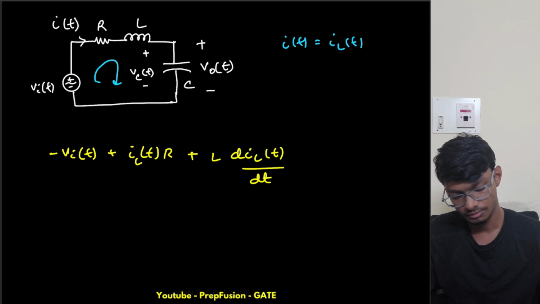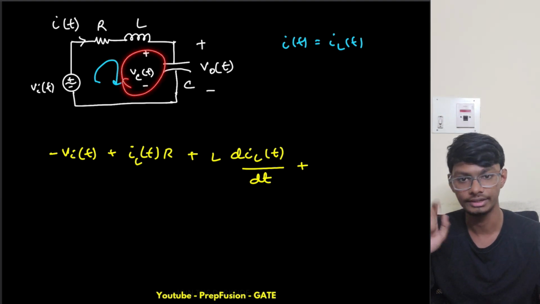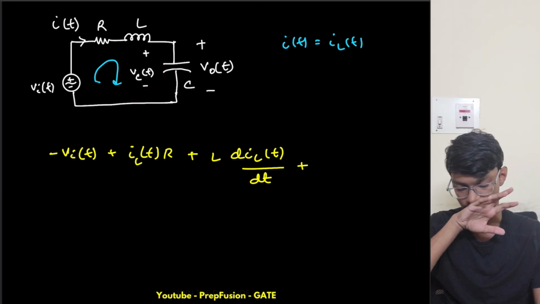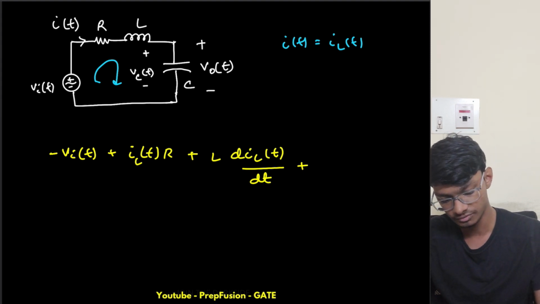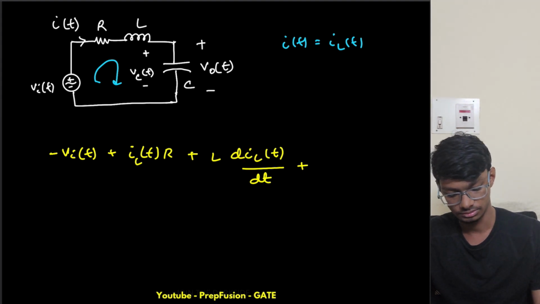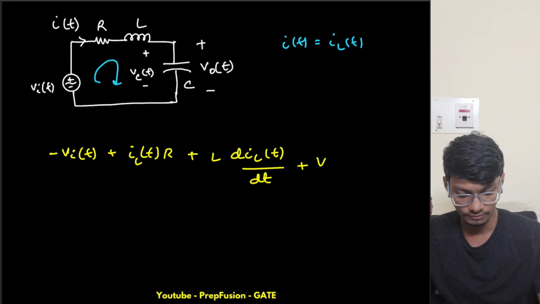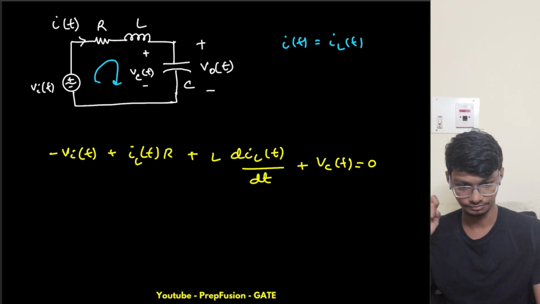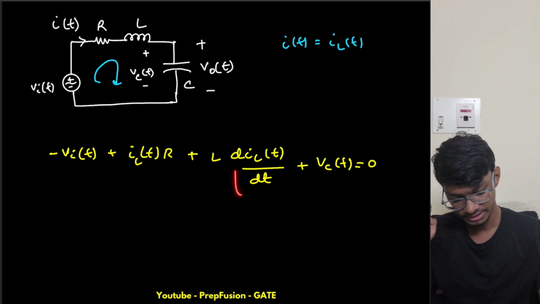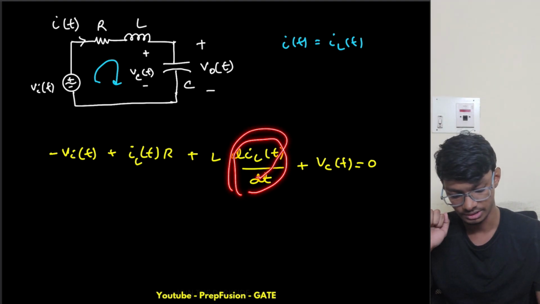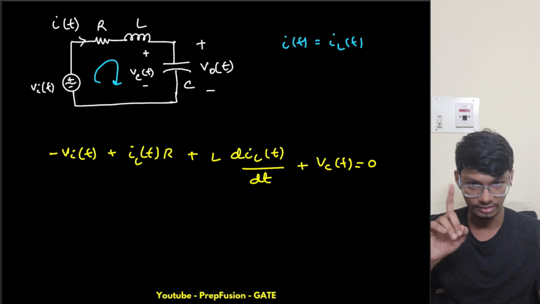Okay, in terms of the state variable itself, I will not write IC, I will write simply VC, because I have to write in terms of IL and VC only. So this will be VC of t equals 0. What I can see here is one state variable's differentiation, and the other variables are in normal format. So I can quickly get one equation.